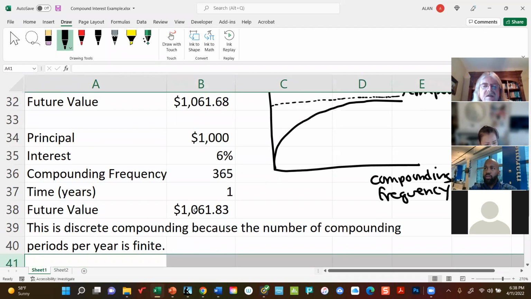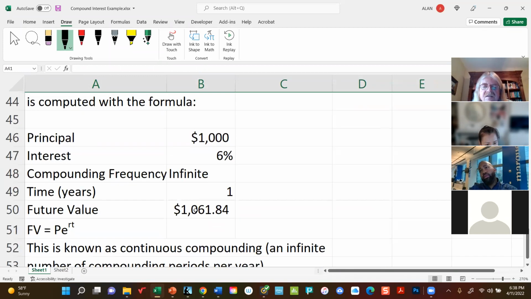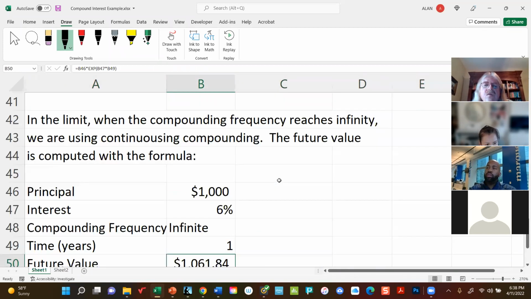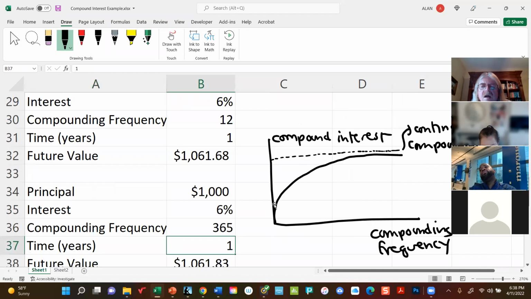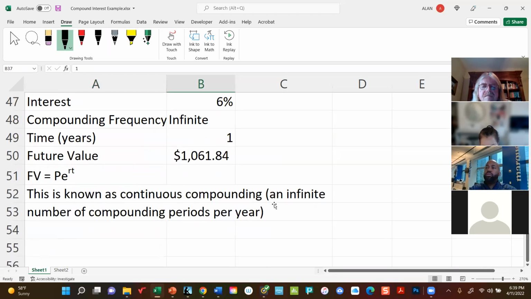But the difference between daily and, in this case at least, between daily and continuous is 1 penny. Now, if we had this money in the bank for 10 or 20 years, the difference would be greater. Part of the reason why we're so close is because, first of all, it's only $1,000, and secondly, it's only a year. If I had changed it to 100 years or whatever, you'll see the difference is greater. But in this case, it's only a penny.